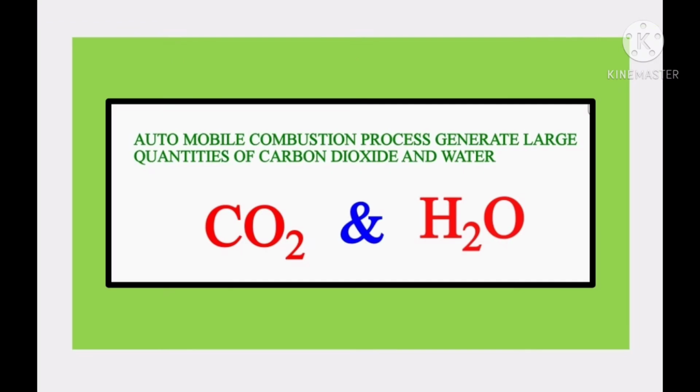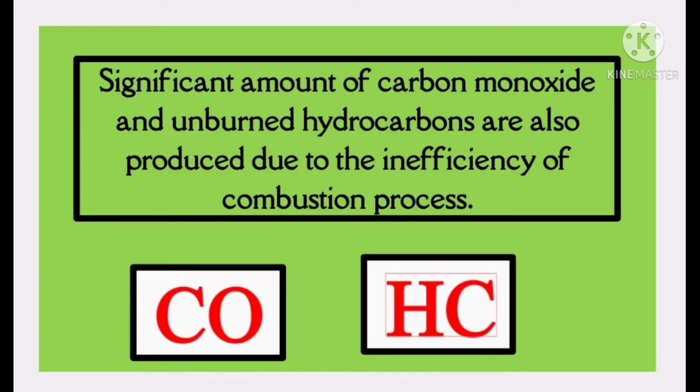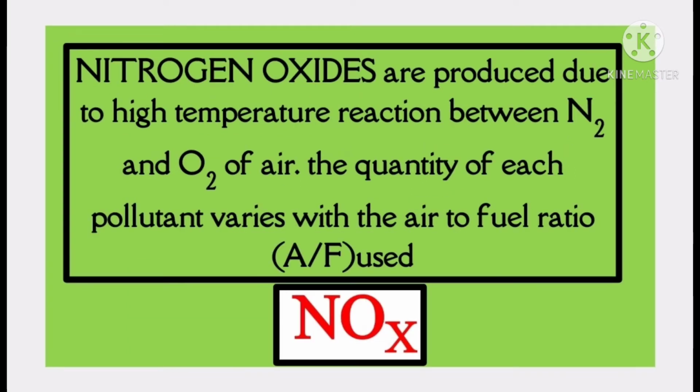Automobile combustion processes generate large quantities of carbon dioxide and water. A significant amount of carbon monoxide and unburned hydrocarbons are also produced due to insufficiency of the combustion process. Nitrogen oxides are also produced due to the high temperature reaction between N2 and O2 of air. The quantity of each pollutant varies with the air-to-fuel ratio used.